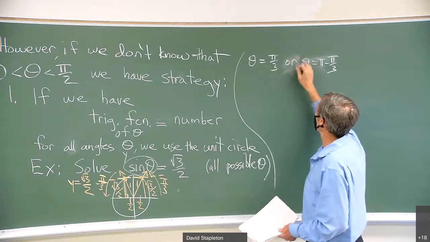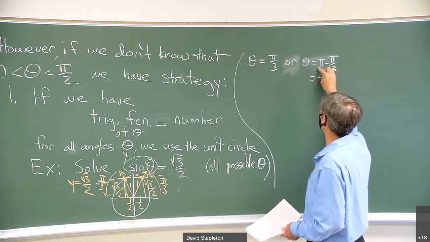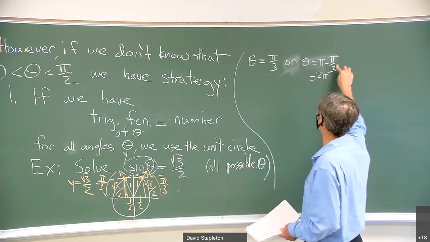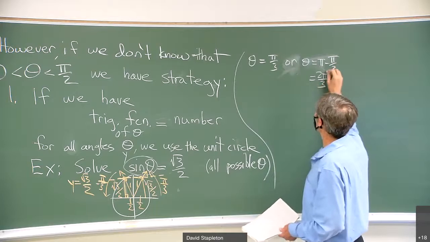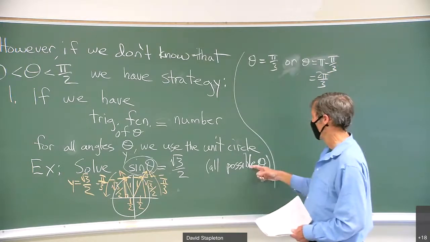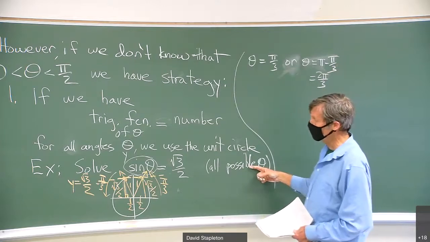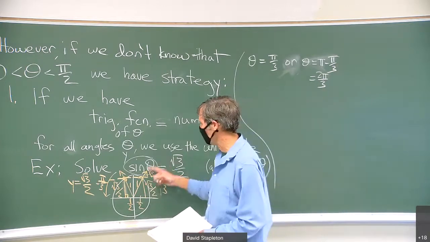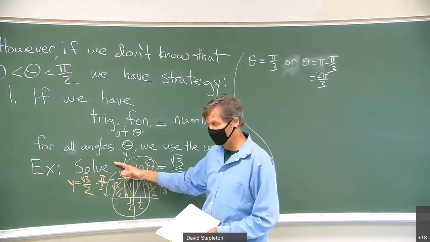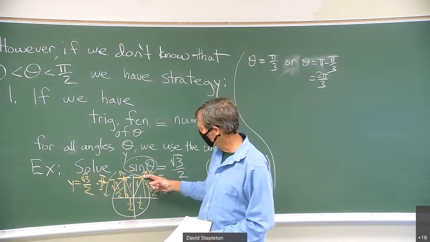So theta equals pi/3 or pi minus pi/3, which is 2 pi/3, right? This is 1 minus a third. 1 pi minus a third pi is 2/3 pi. So there's 2 solutions here. But wait a minute, I said all possible theta. What I've shown is there's only 2 terminal rays, and I've got an angle to each. What are all possible angles? There are any angles that go to these terminal rays, right?